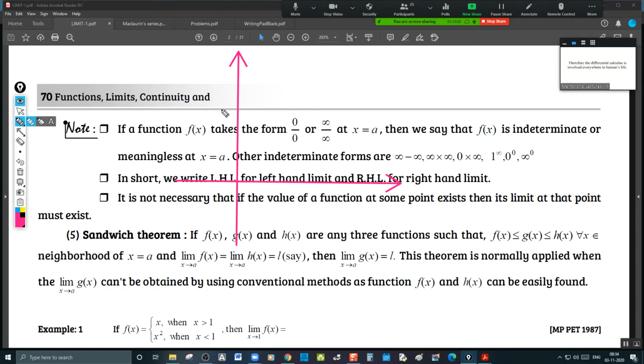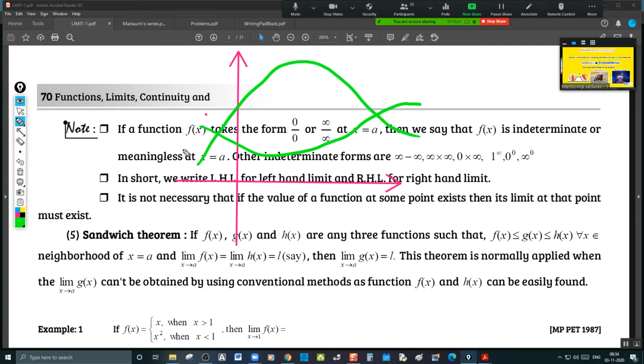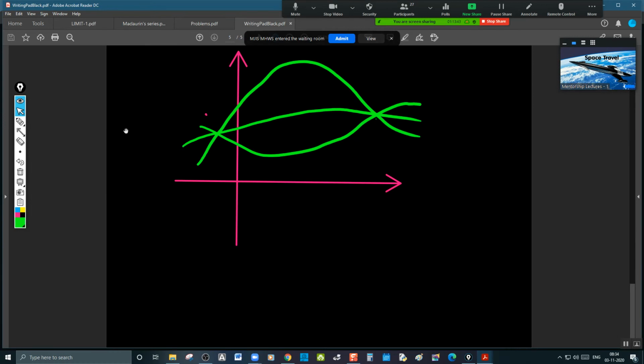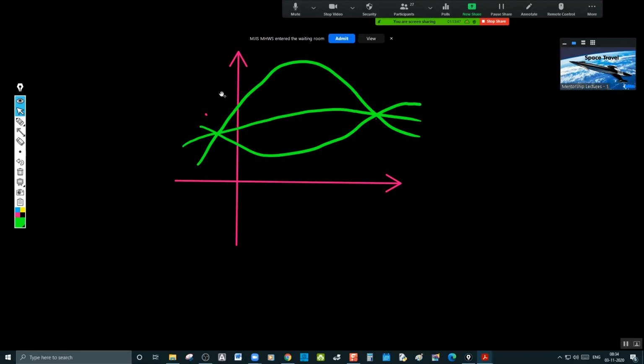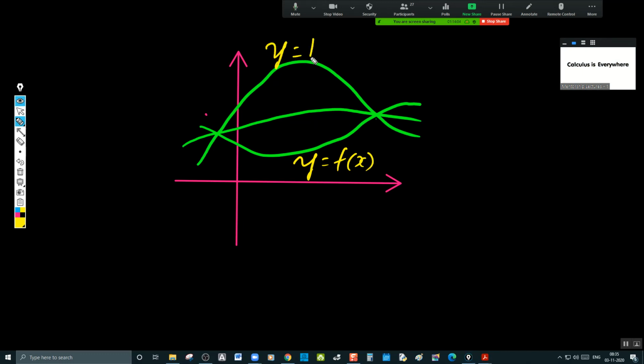It is like this. I'll draw it. Just a moment. This is one function, and this is another function. You have one more function in between. Then the limit of this function, wherever the common point is there. If you want, this one is y is equal to f of x, this one is y is equal to h of x, and this one is y is equal to g of x.